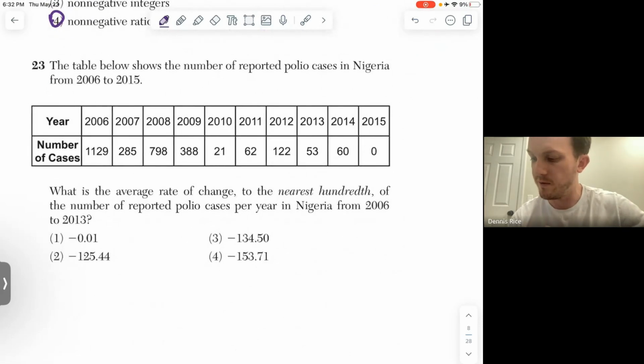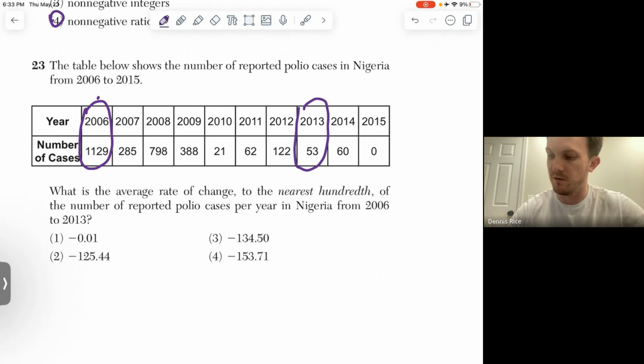23, what is the average rate of change? We went over that topic earlier. Polio cases in Nigeria from 2006 to 2013. So that's important because they're telling us to focus here and here. Average rate of change, they have to tell you where to look. So this is nonlinear, meaning it's not going to be the same, and we can't just pick any row or column. We're just focusing on these two columns.